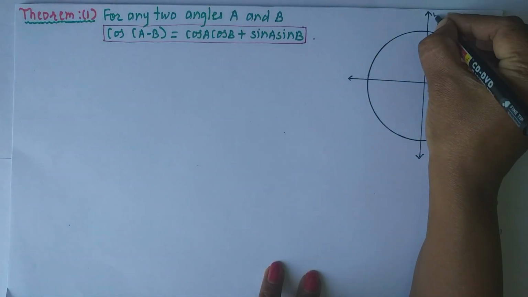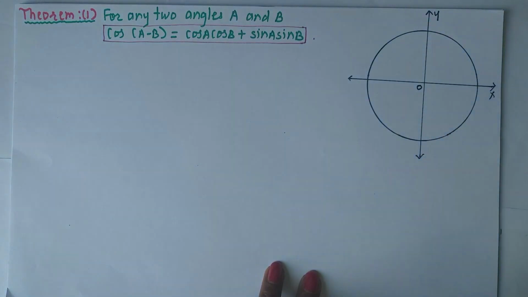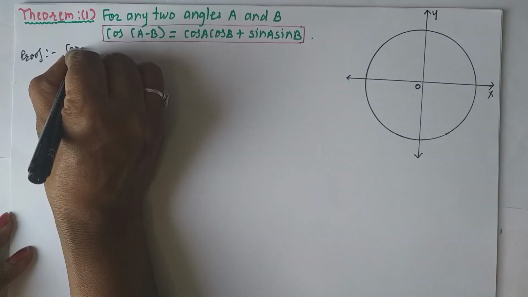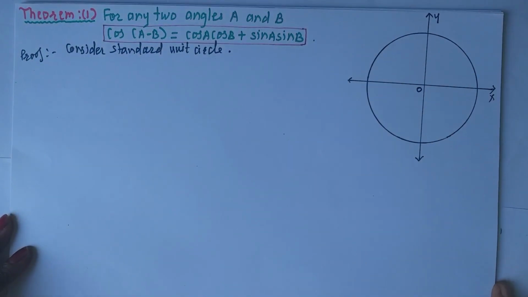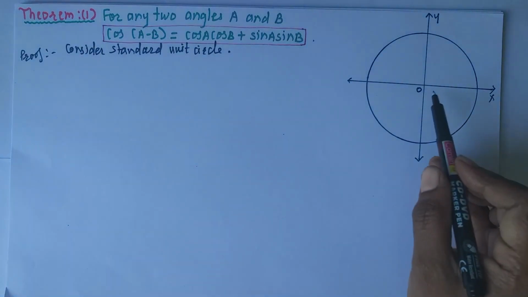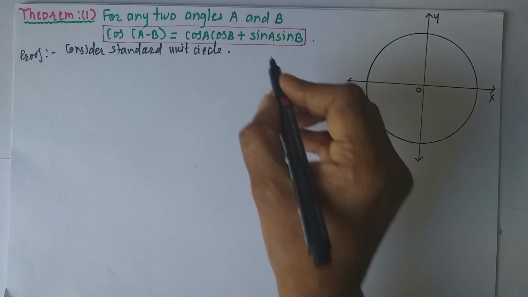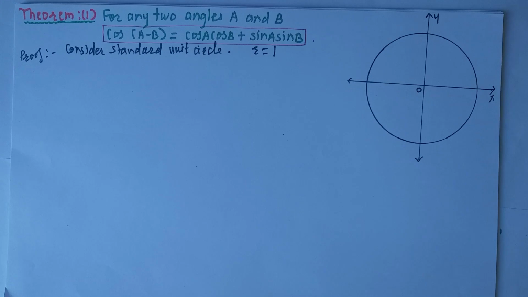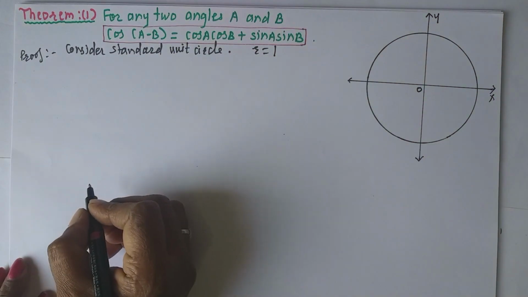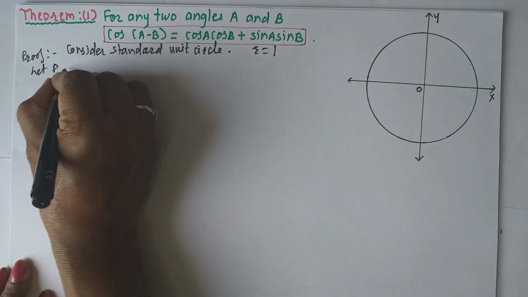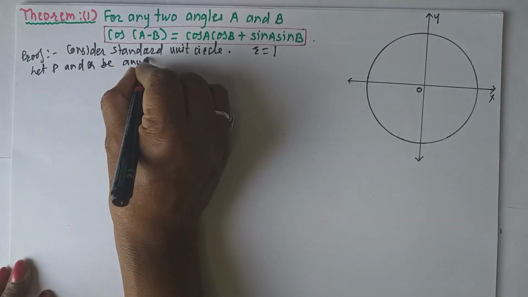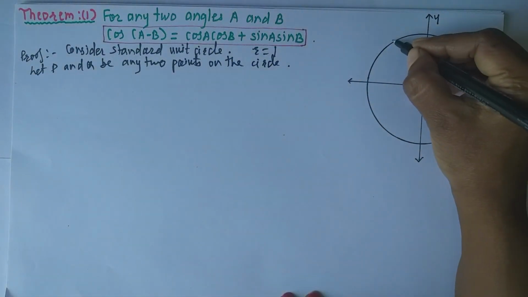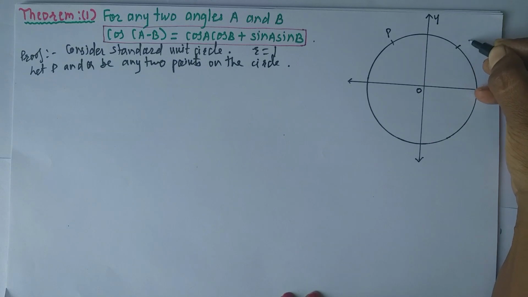Now consider plane coordinate system, x-axis, y-axis, this is origin. Now for the proof, you consider standard unit circle. You write down, consider standard unit circle. Standard circle means center at origin, and unit circle means its radius is 1. Now we will take 2 points on the circumference of circle, that is P and Q. You write down, let P and Q be any 2 points on this circle. Suppose point P is here and point Q is here.